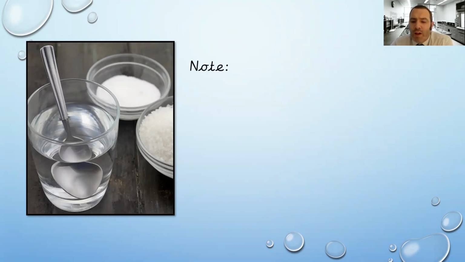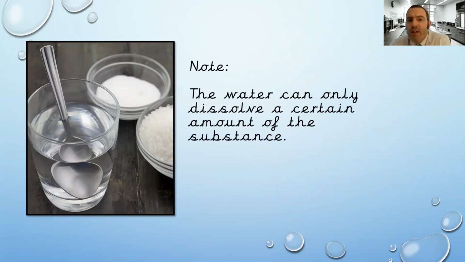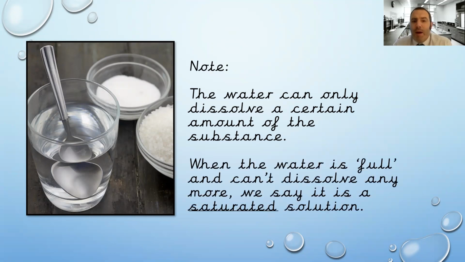So one thing to note, the water can only dissolve a certain amount of the substance. So whether it's salt or sugar, there'll come a point where the water's full, for a better way of describing it, and it can't dissolve any more. We say that this is a saturated solution. So you'll get to a point where you'll see the sugar on the bottom of the cup that you're using. If you use a glass for this, you'll be able to see how soon the water and sugar have made a solution.